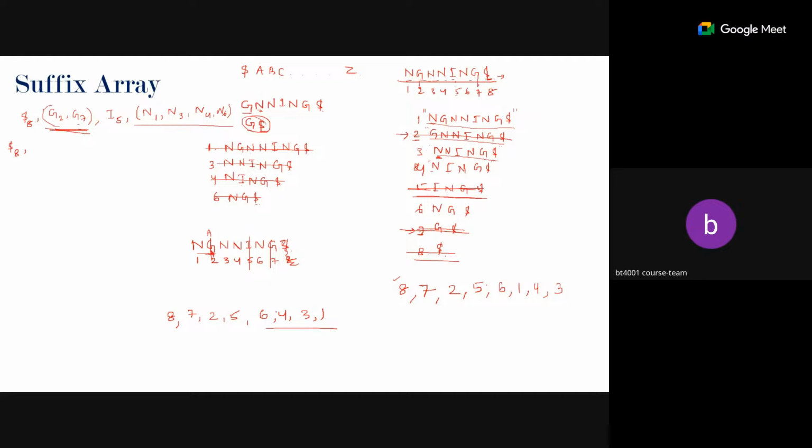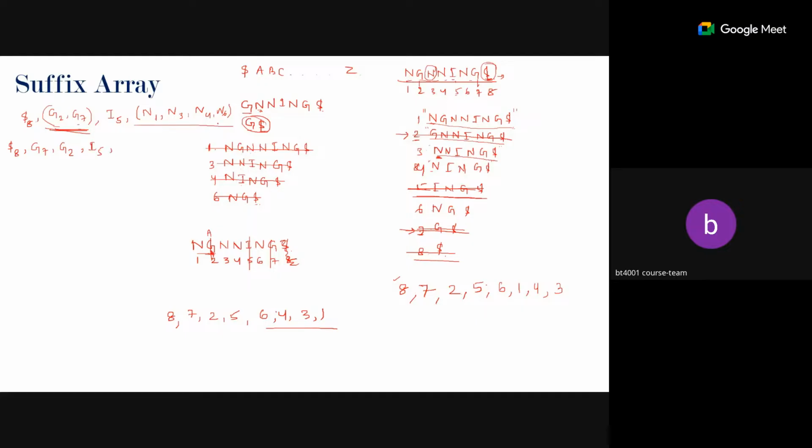Now 2 plus 1 is 3, so we have N. 7 plus 1 is 8, and this is dollar. Which one of these is smaller? Dollar is smaller, so that's why 7 comes first. So we have G7 and then G2. Then we have I5.